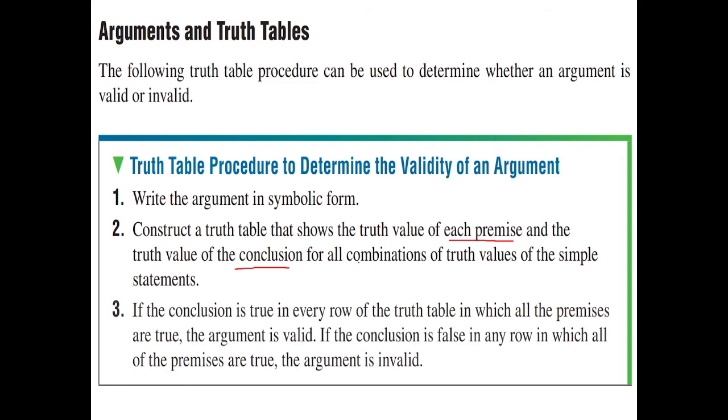Okay? Step number 3. If the conclusion is true in every row of the truth table in which all premises are true, the argument is valid. If the conclusion is false in a row in which all the premises are true, then the argument is invalid. You will see that later on with our examples. Let's proceed with our first example.